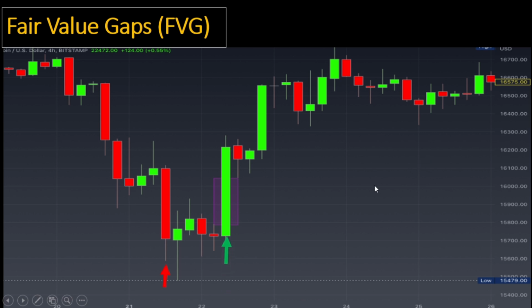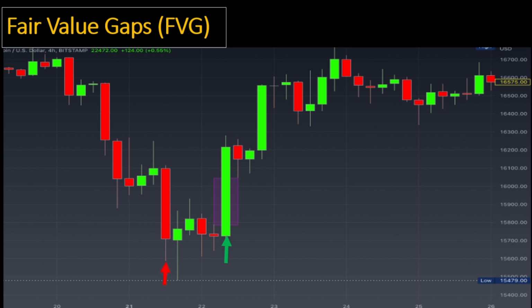Fair value gaps. These gaps are critical for identifying potential support and resistance areas. Let's break down what fair value gaps are and how you can use them in your trading strategy. Fair value gaps are imbalances in the market that often act as significant support or resistance levels. They typically form during periods of high volatility, such as when there's a breakout or retest.